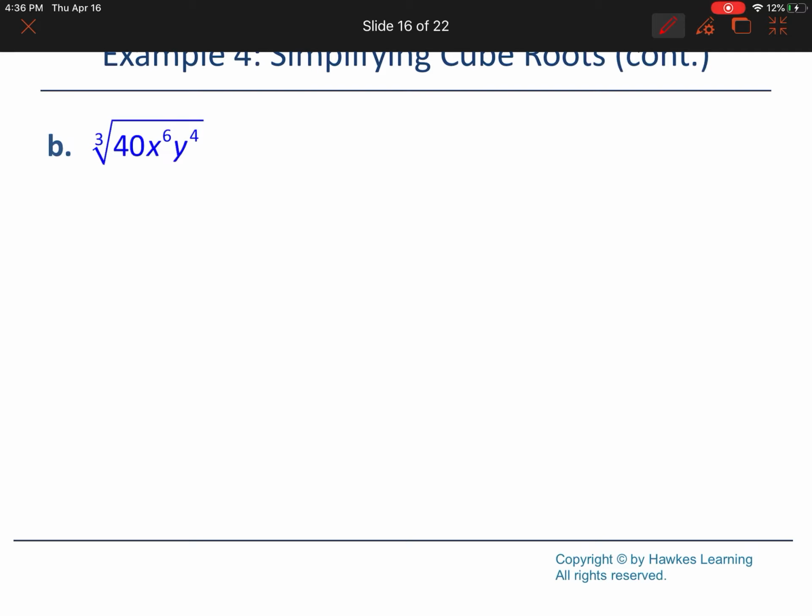Okay, let's try this one this time. So pause the video and see if you can do this now. This time we're talking about cubed roots, so we're looking for 3 of something to come out, right? A perfect cube, which is some number multiplied by itself 3 times. So that's why if you factor, you'll find those perfect cubes.